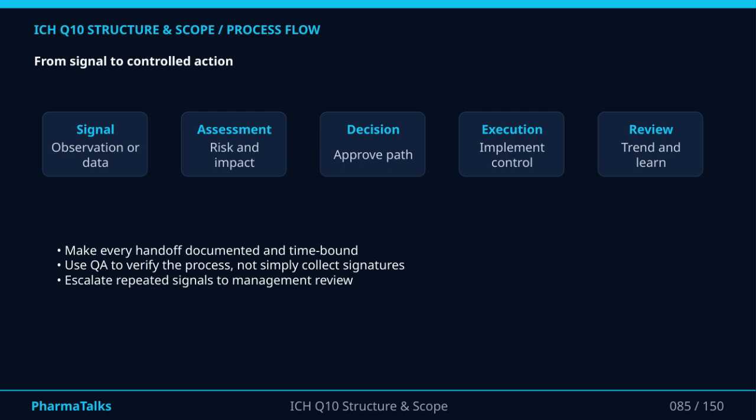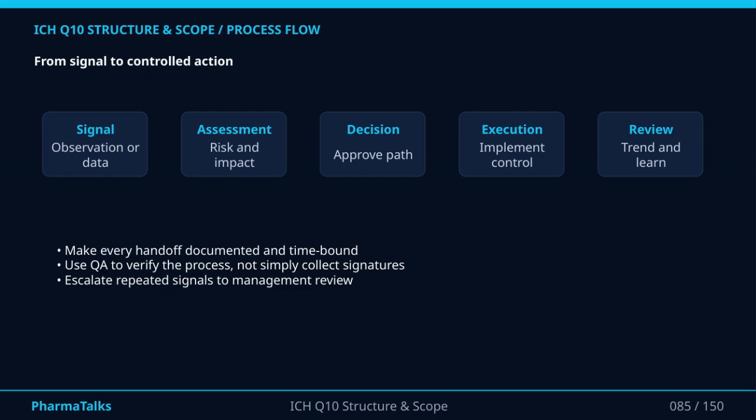Importantly, this process doesn't end with implementation. It includes a review stage where trends are analyzed and lessons are learned to prevent recurrence. Throughout this entire flow, it's crucial to document every handoff and ensure that each step is time-bound to maintain accountability. Quality assurance plays a vital role, not just by collecting signatures, but by actively verifying that each part of the process is functioning as intended.